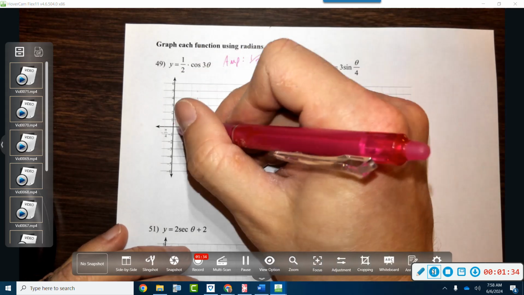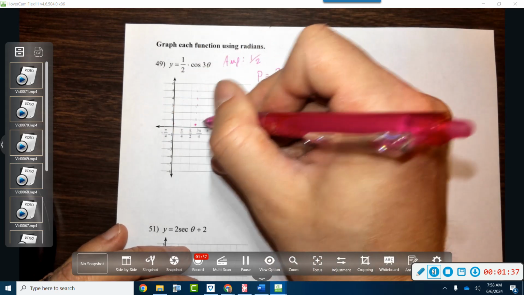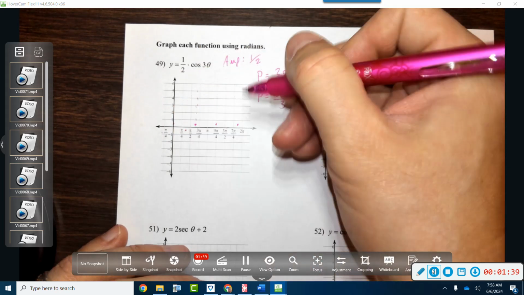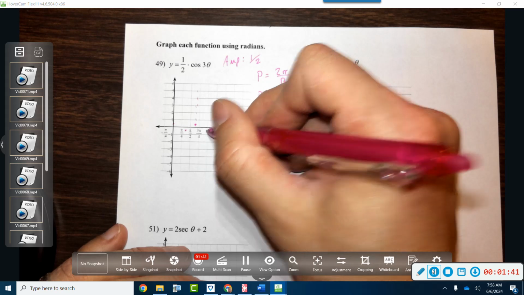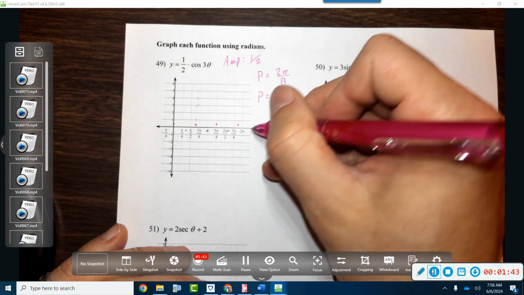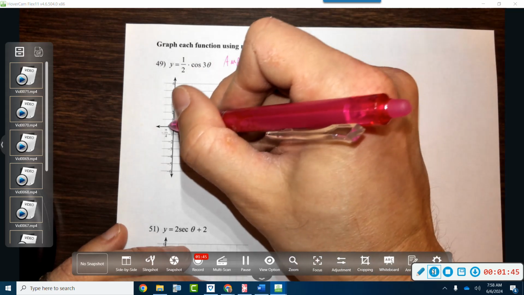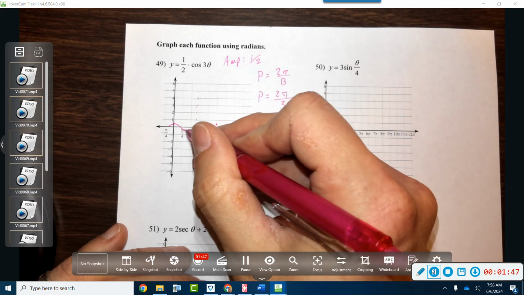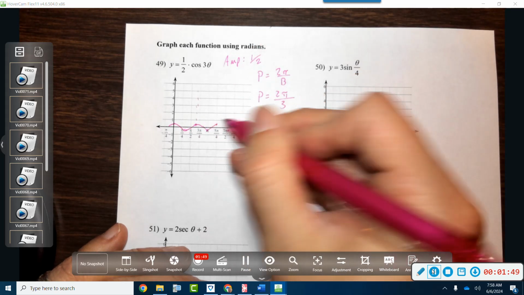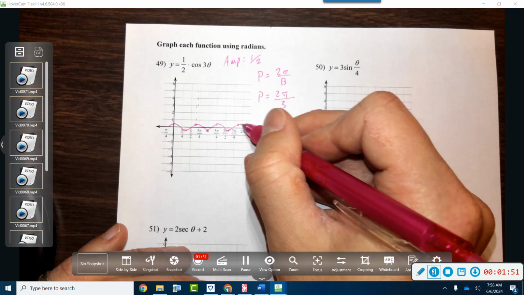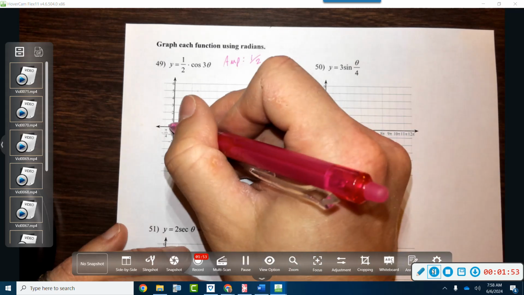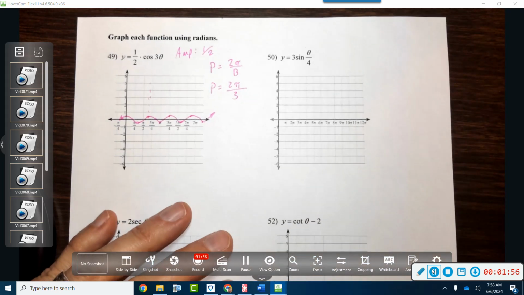I went half up, and then in between those, I go half down, and it's not pretty. But cosine starts at 1, and then from there it keeps going. All right, so that's your guy there.